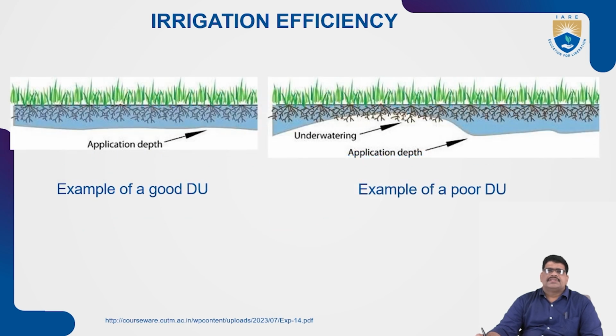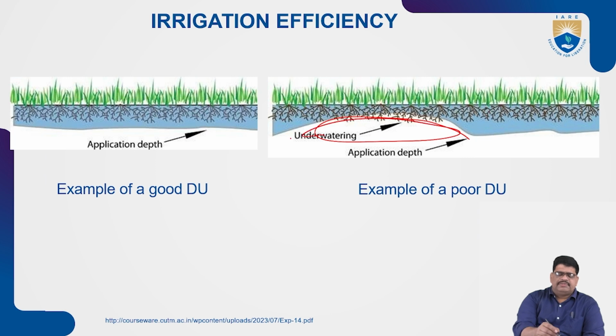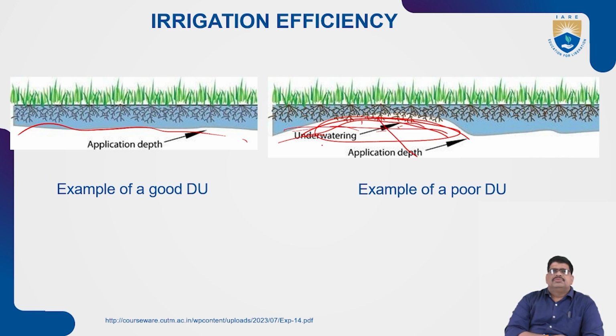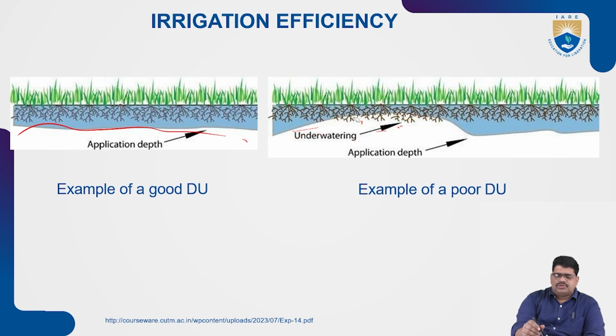So irrigation efficiency, let us see that application. It can be underwatering. DU, the example of the pool, DU means, as I told, the level can change and will not be the same. The root zones inside can be at different levels and will not properly absorb the water. So based on this, you have to understand how irrigation efficiency can be affected in a particular zone. Application of the depth and underwatering.